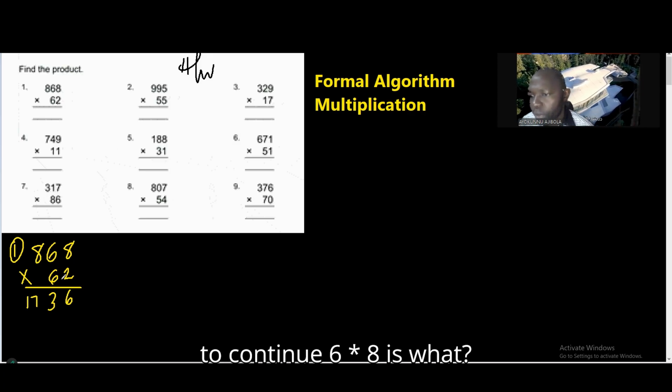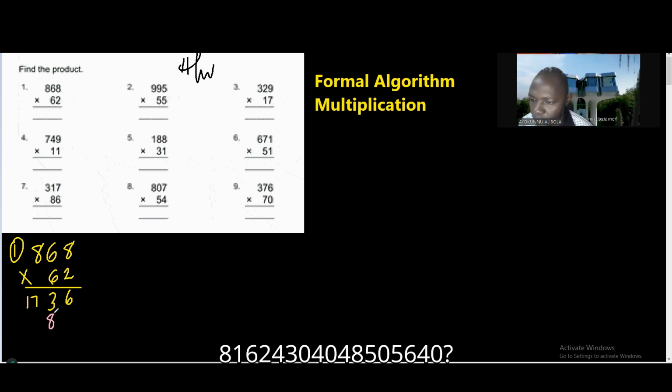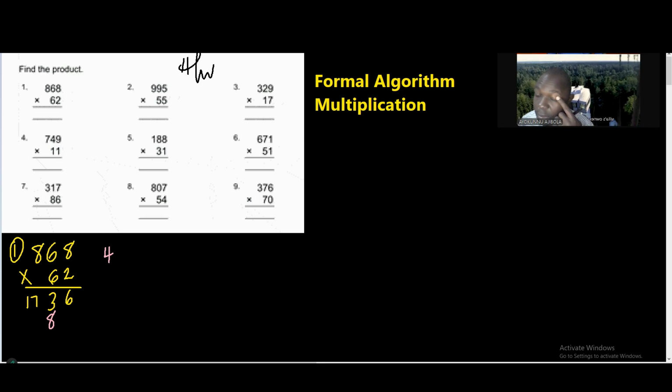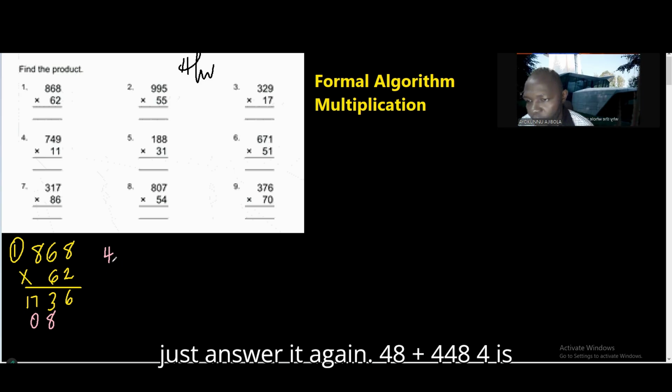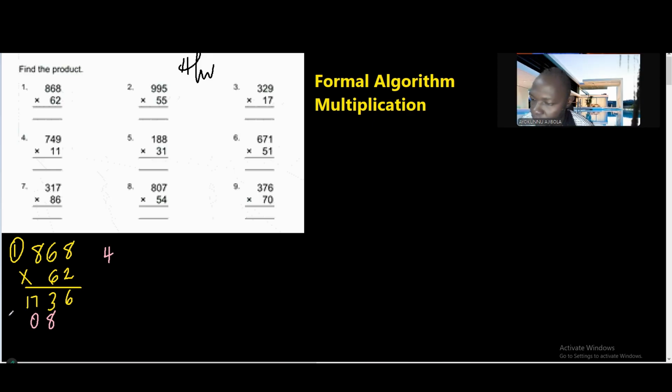Then to continue, 6 times 8 is what? No, 8, 16, 24, 30, 40, 48. Okay, 48. So 6 times 6 is 36 plus 4. That's 40. Then 6 times 8 again, 48 plus 4 is what? 52.